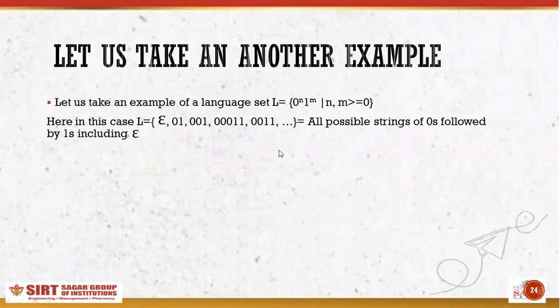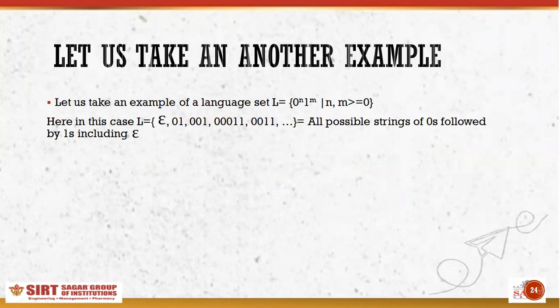Now taking another example of finite state machine, that is 0 to the power n and 1 to the power m, where n and m are greater than or equal to 0. So in this machine you can see epsilon is a part of this language, because if I put n and m as 0, it will become epsilon here.